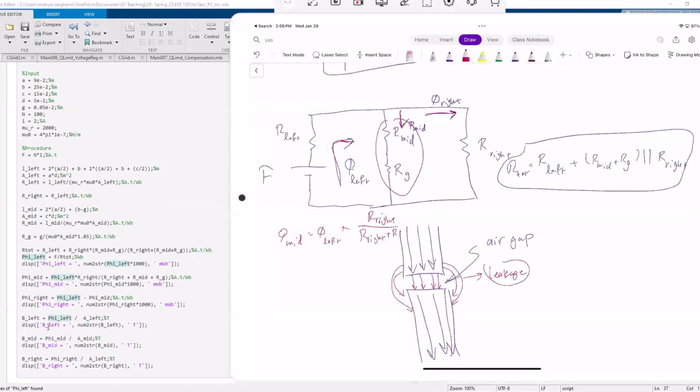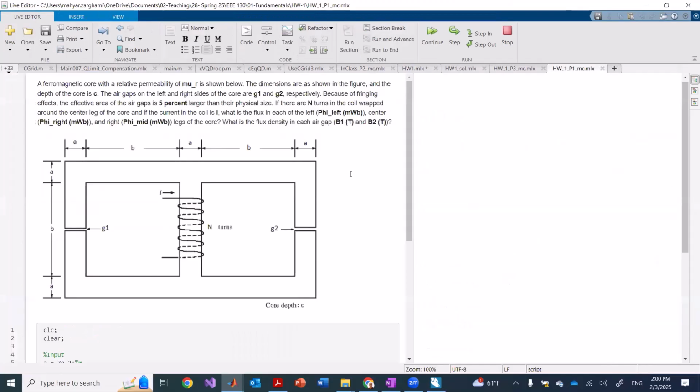And same thing for the B's. So the B's would be different based off of the cross-section in their respective parts. So we put B left, B middle, and B right based off of their phi values over respective cross-sectional areas. So we have a ferromagnetic core with a relative permeability of mu r, which is constant.